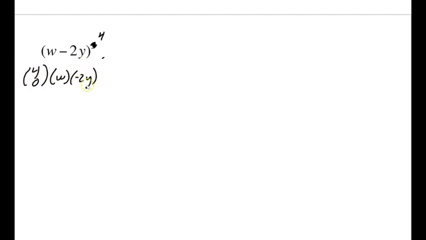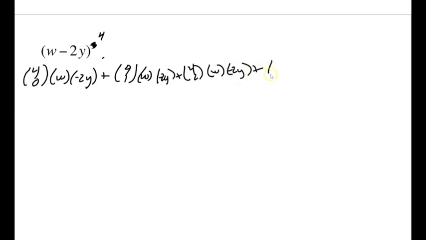Notice it's a negative. I don't care. I put the negative in there. Then we're going to go next term. 4, 1. That's a 4. First term, second term. And then 4, 2. First term, second term. And then 4, 3. First term, second term. And then finally 4, 4. Now we're going to do the powers.